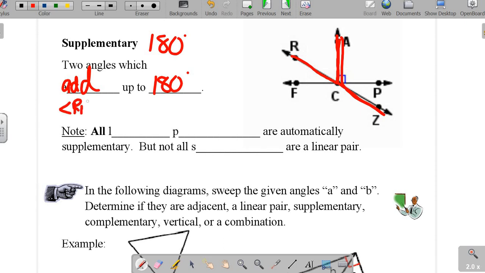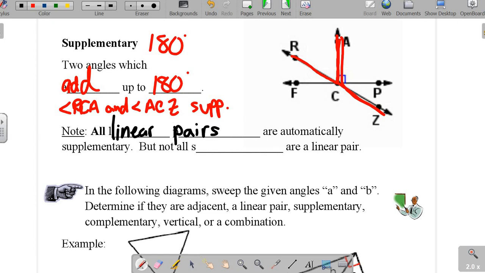Angle RCA and angle ACZ are supplementary. Note, all linear pairs are automatically supplementary, but not all supplementary angles are linear pairs.